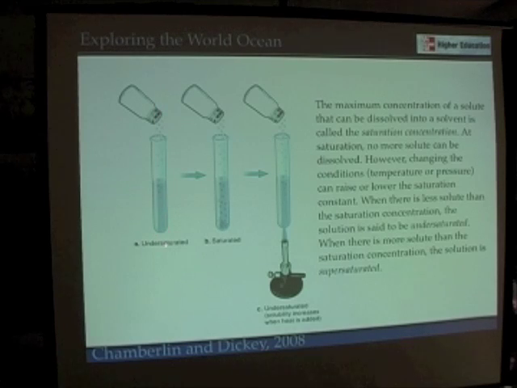When you're first starting to put, in this case, salt, but it could be sugar as well, in water, that water is undersaturated with regard to its salt or sugar content. When there's just as much as it can hold and it can hold no more, we call that saturated, and that's the saturation concentration. So again, the maximum amount of a particular solute, sugar or salt, that can be dissolved into a solvent, like water, is called the saturation concentration.